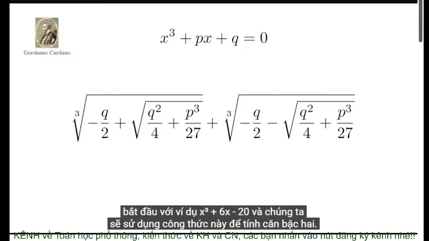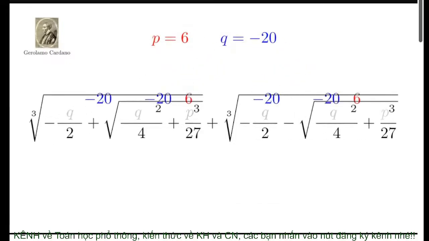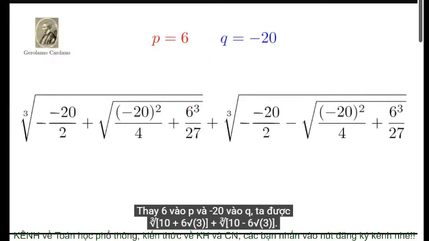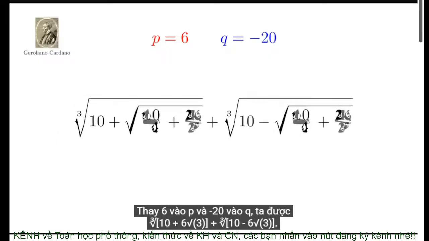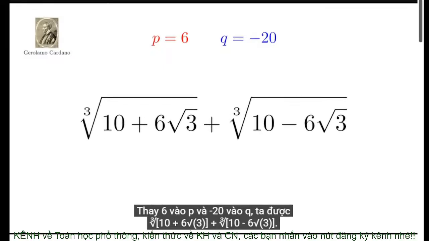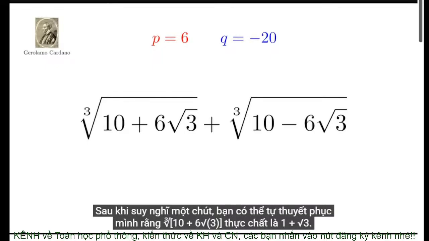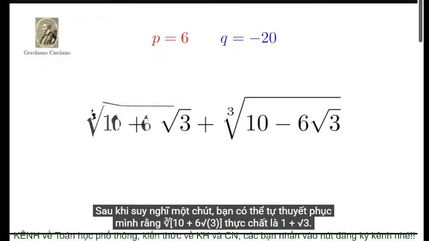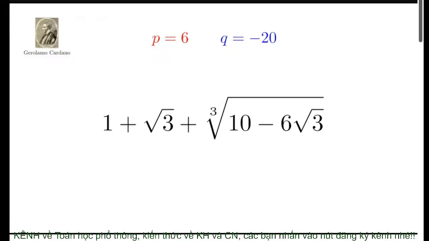To do that, I'm going to start with the example x cubed plus 6x minus 20, and we're going to use this formula to calculate a root. Plugging in 6 for p and negative 20 for q, we're left with the cube root of 10 plus 6 times the square root of 3 plus the cube root of 10 minus 6 times the square root of 3. After some reflection, you can convince yourself that the cube root of 10 plus 6 times the square root of 3 is actually 1 plus the square root of 3.